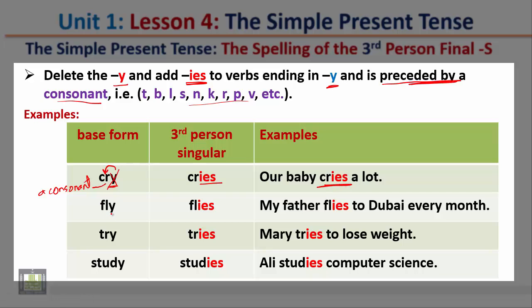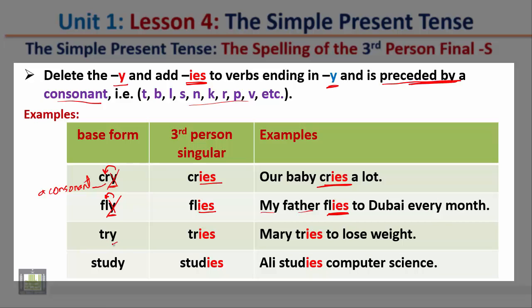Fly. Also, the verb fly ends in y, and the y is preceded by the l, and the l is a consonant, so we need to delete the y and add ies. My father is a singular noun, so we need to add ies to the verb. My father flies to Dubai every month.